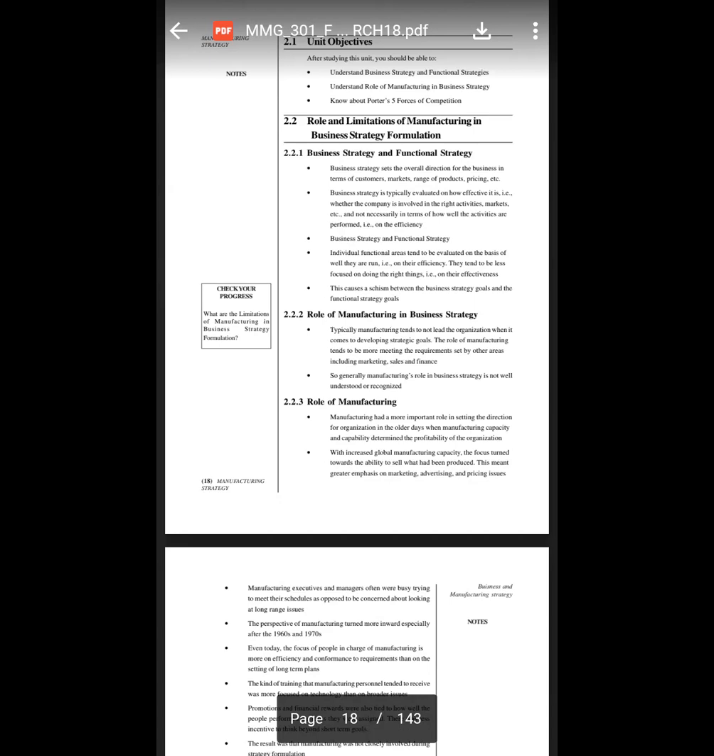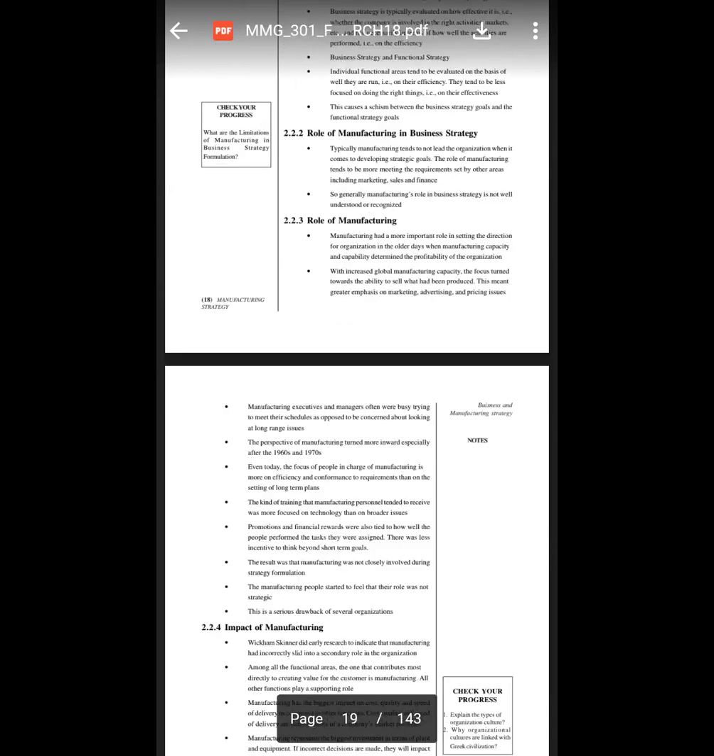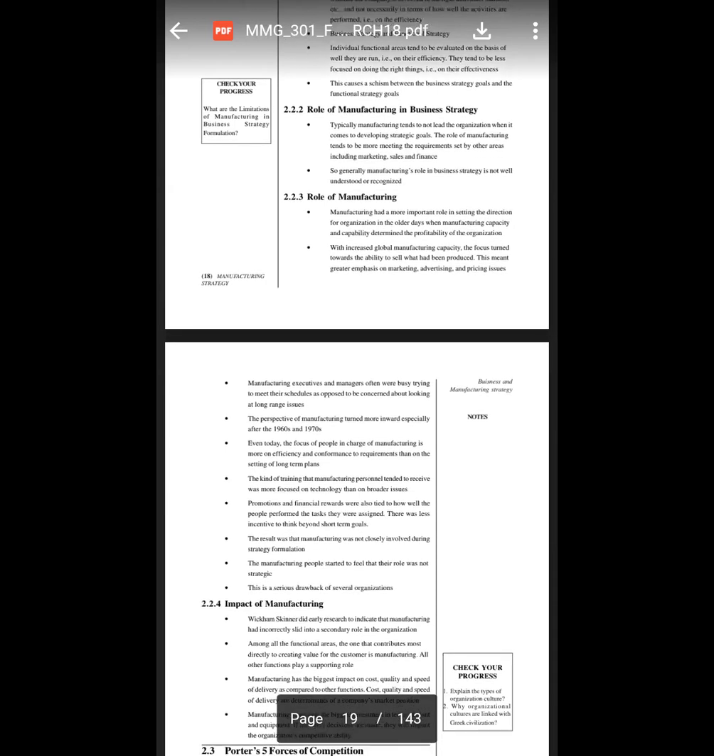Now the role of manufacturing in business strategy. Typically, manufacturing tends not to lead the organization when it comes to developing strategic goals. The role of manufacturing tends to be more about meeting the requirements set by other areas, including marketing, sales, and finance. Definitely, if you have a manufacturing unit, what are the things which are needed for you?